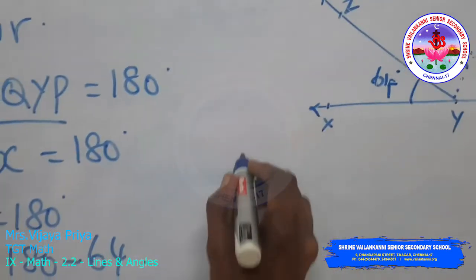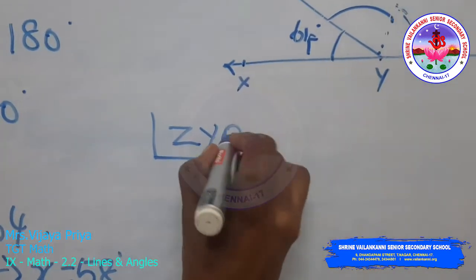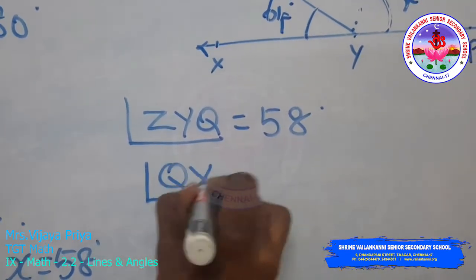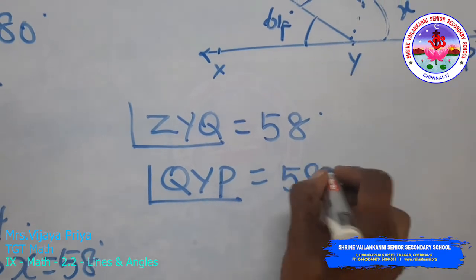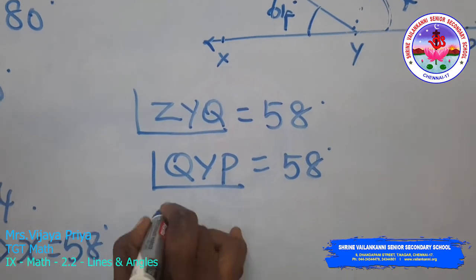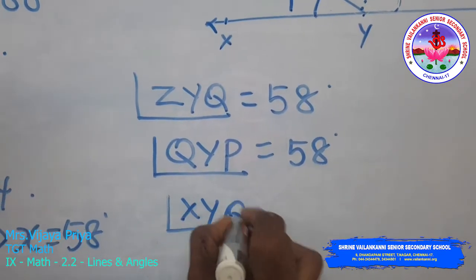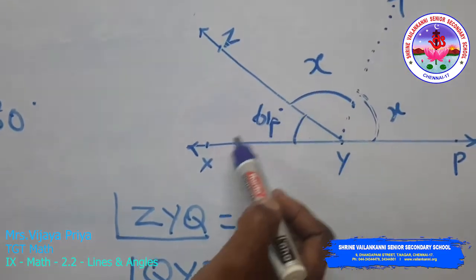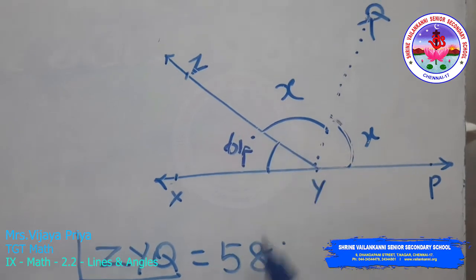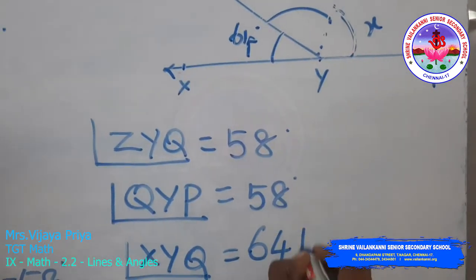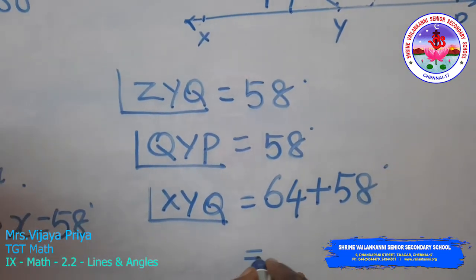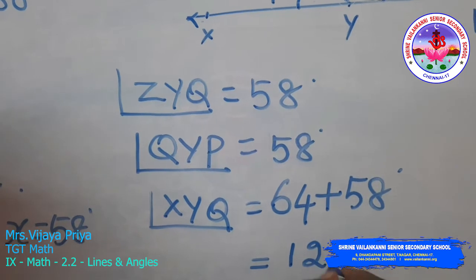So I got my angle ZYQ is equal to 58 degrees and my QYP is equal to 58 degrees, since both the angles are equal to each other. Now our problem is to find angle XYQ. From the figure, we see that XYQ is equivalent to the sum of 64 plus x, which is 64 plus 58, which is equal to 122 degrees.